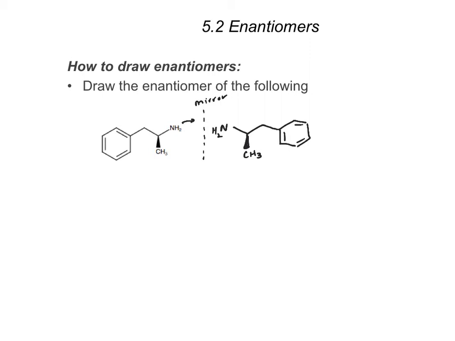So again, if I pick this up and try to rotate it to put it back on top of the original, I'm going to rotate it 180 degrees so that the benzene ends up over here next to the NH2. Drawing this, what was on the wedge is now on the dash. So this becomes our CH3, okay?